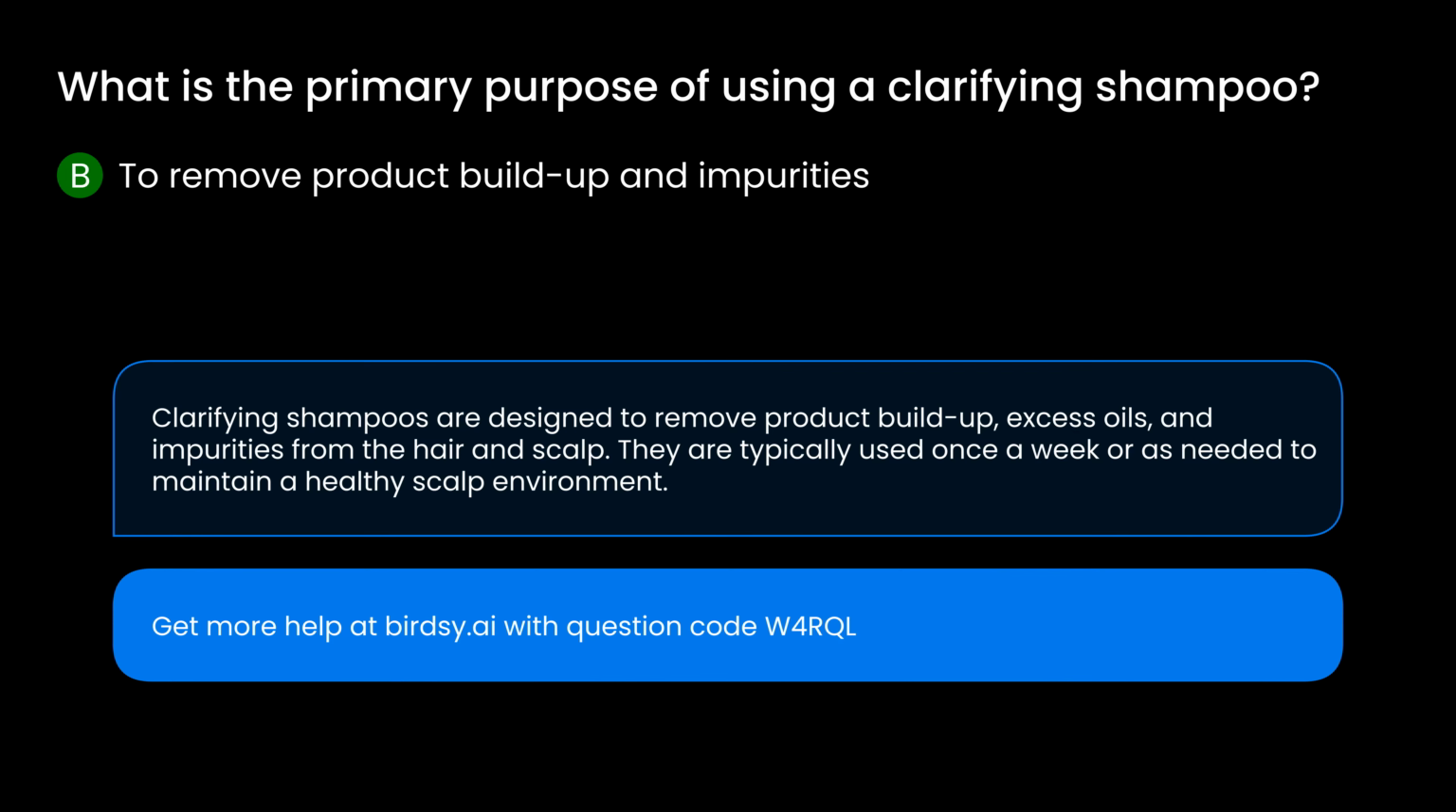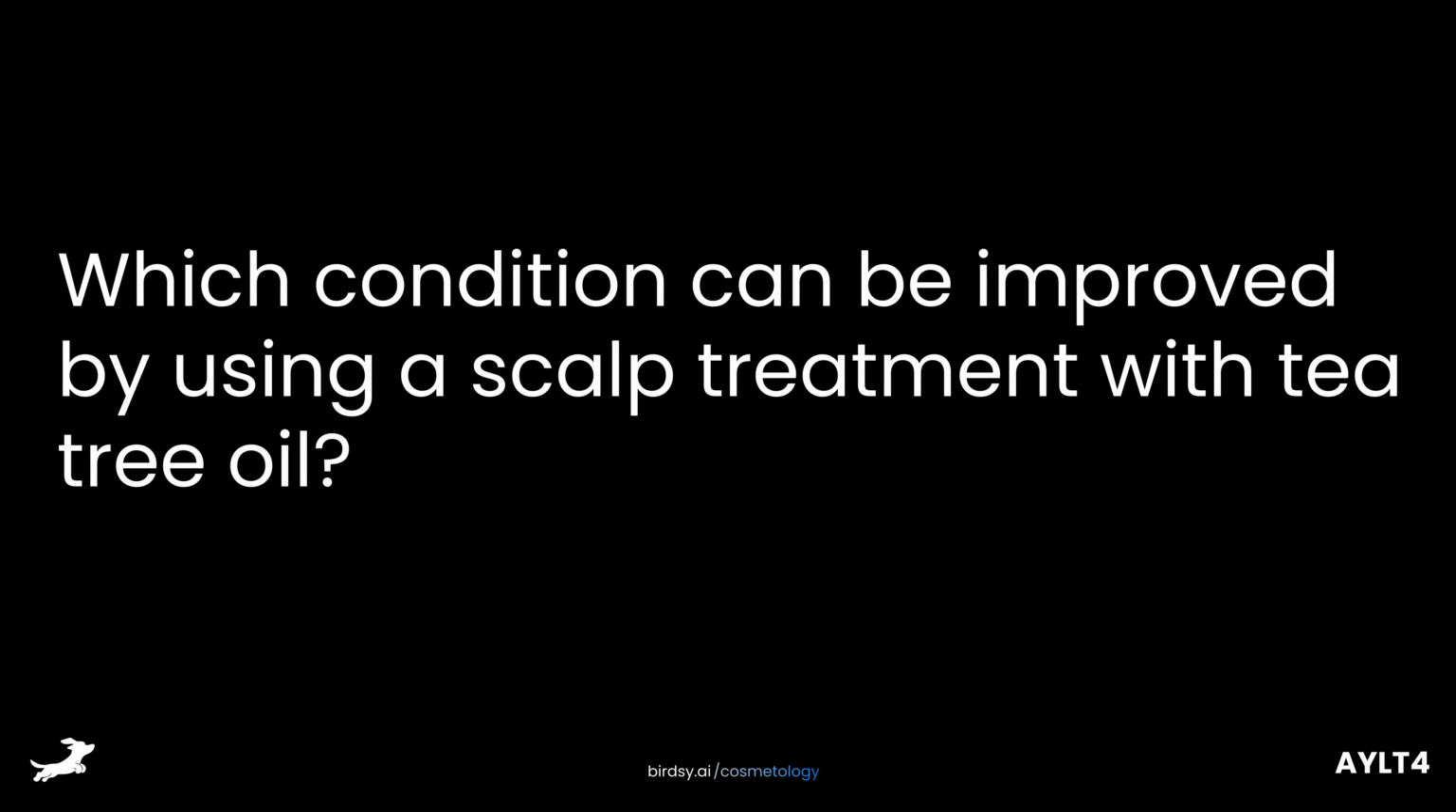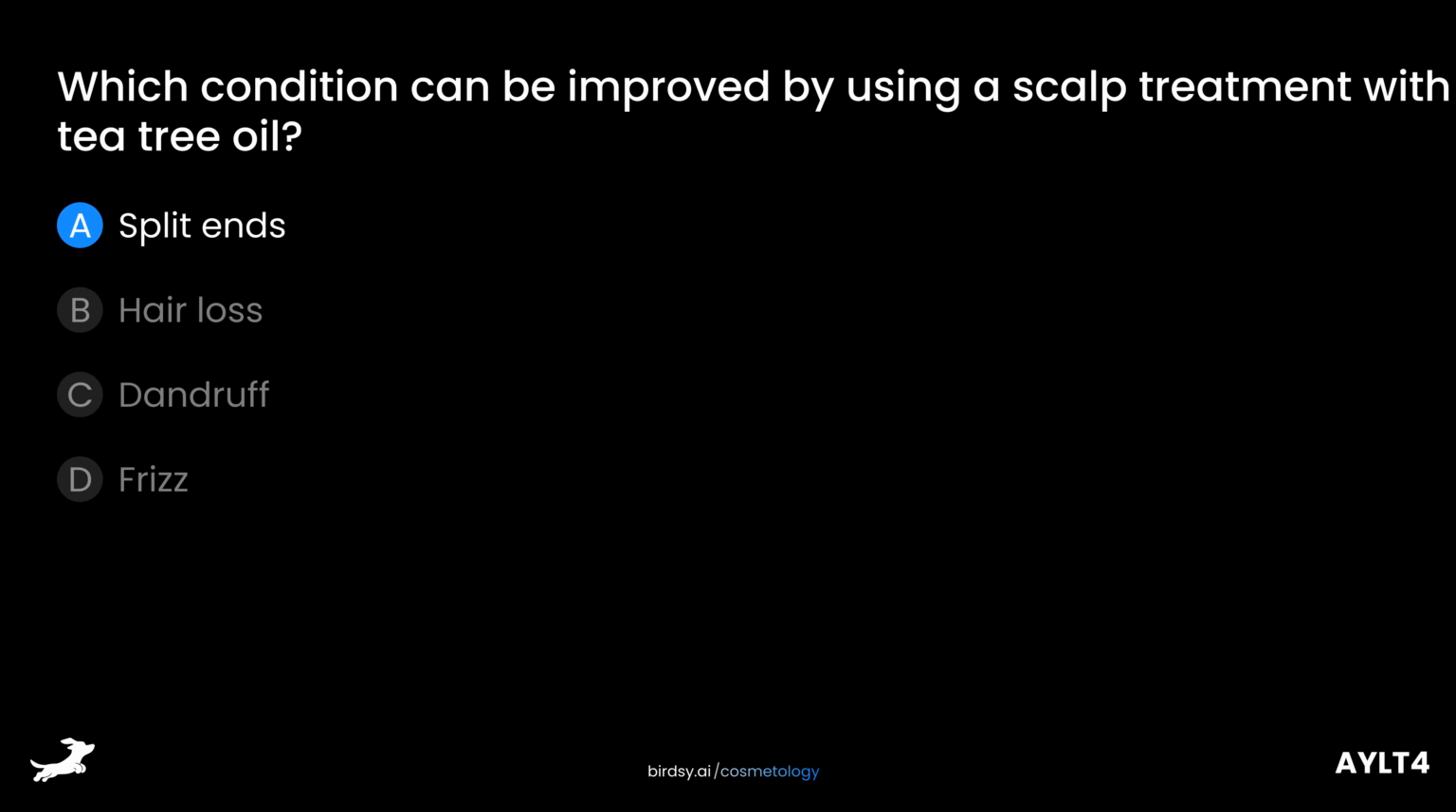Clarifying shampoos are designed to remove product buildup, excess oils, and impurities from the hair and scalp. They are typically used once a week or as needed to maintain a healthy scalp environment. Which condition can be improved by using a scalp treatment with tea tree oil? Is it A, split ends, B, hair loss, C, dandruff, or D, frizz?